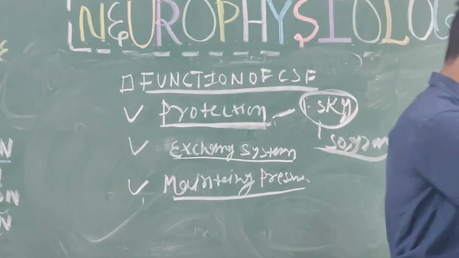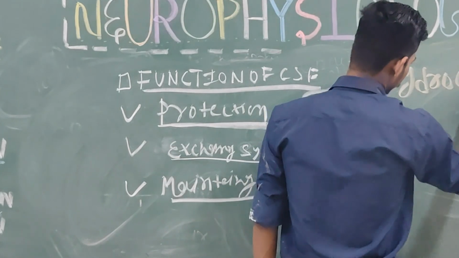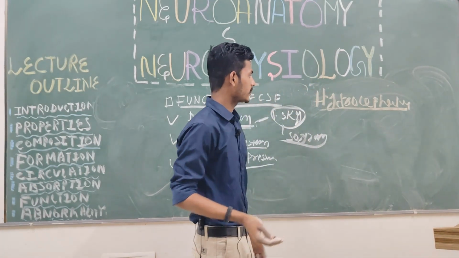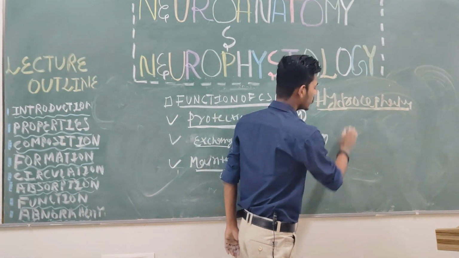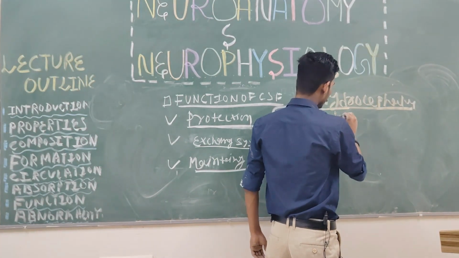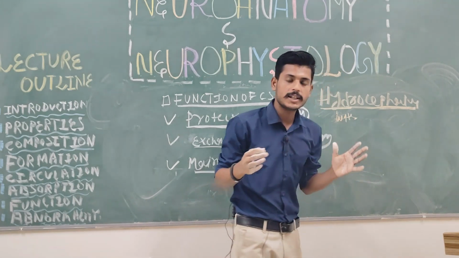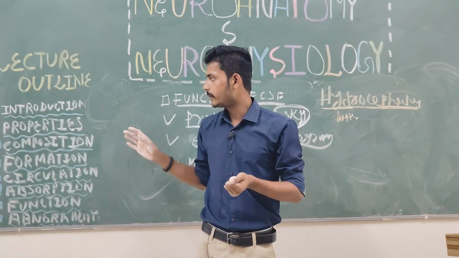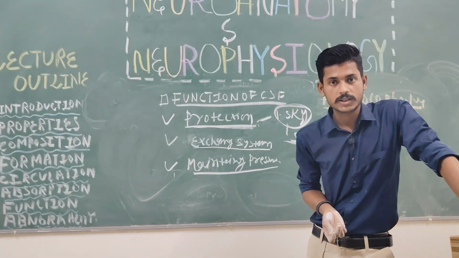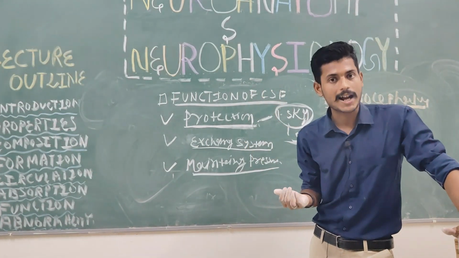Understood? Now, as I said, there can be abnormalities. The first one is hydrocephalus. You can even break the word: hydro means water, and cephalus refers to the head region. When there is accumulation of CSF, if there is poor absorption of CSF, then our ventricles will swell up, as we saw initially, and that results in the hydrocephalic condition.